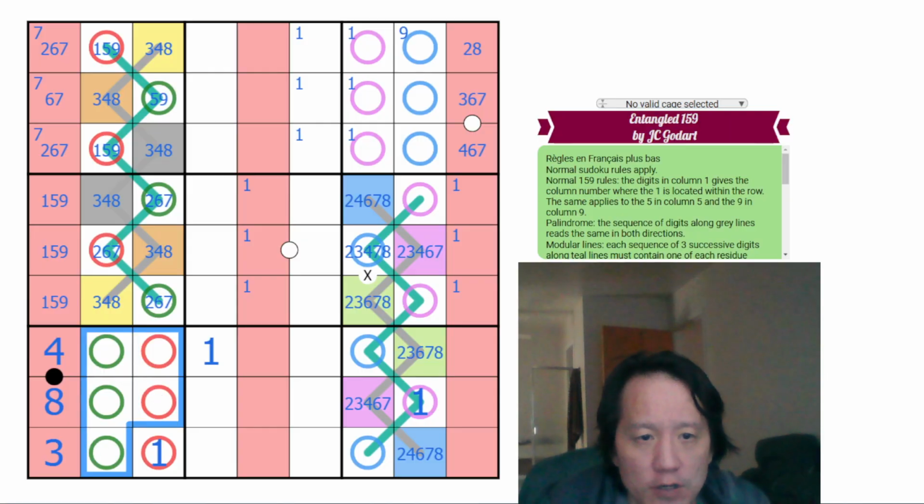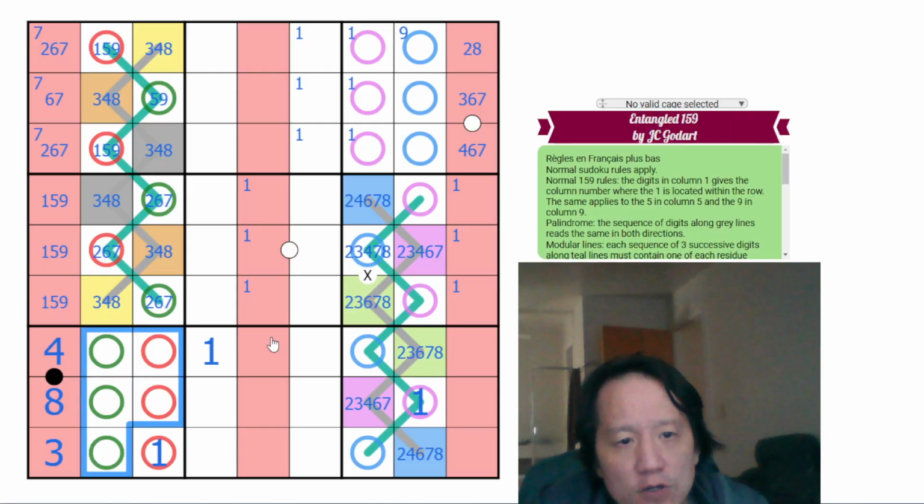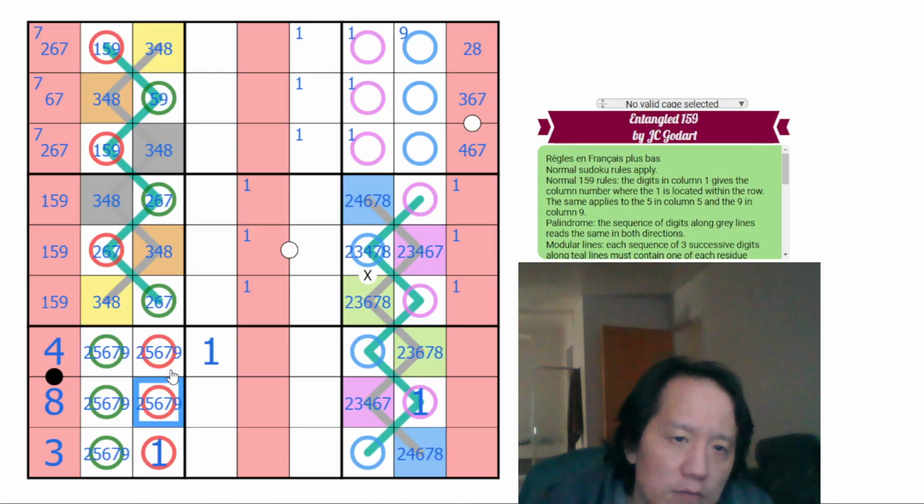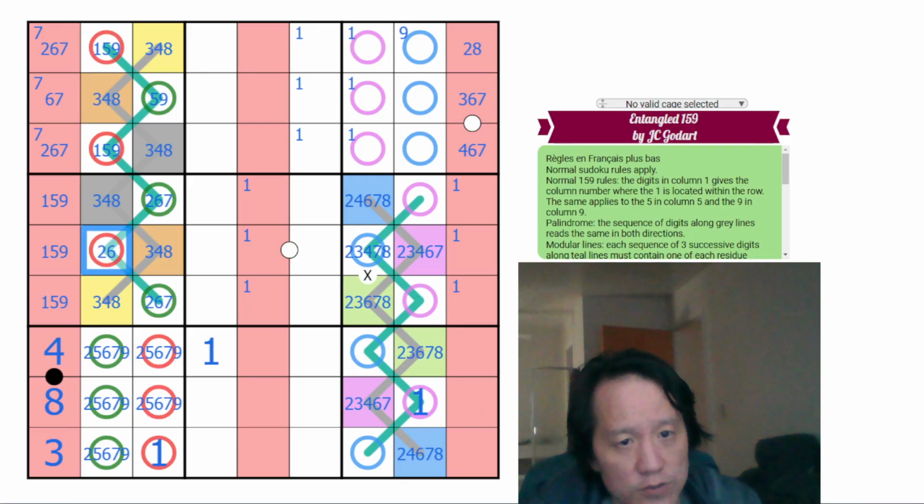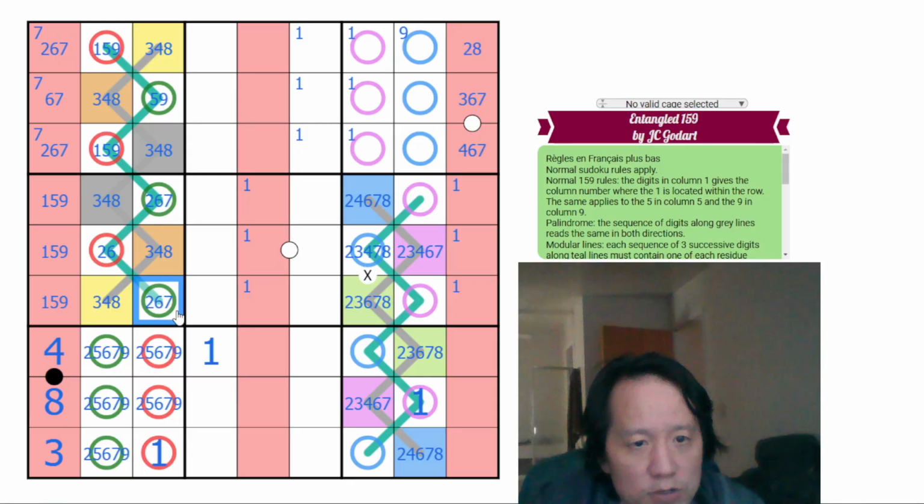So this becomes, let's see, 2, 5, 6, 7, 9. So this and this polarity are the same. So if this is 1, this would have to be 7. Ah, this can't be 1 then either. If this can't be 1, this can't be 7. So this is 2 or 6. So the 7 has to be one of these two. So this can't be 7.